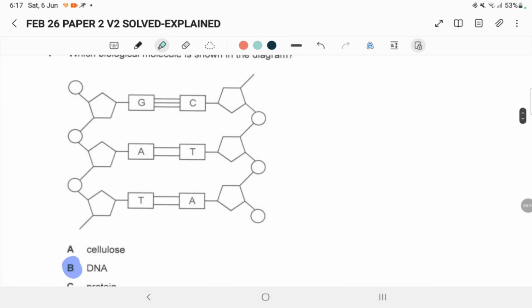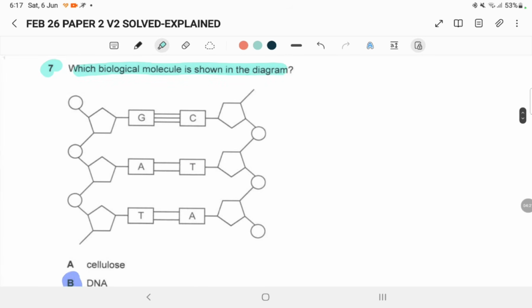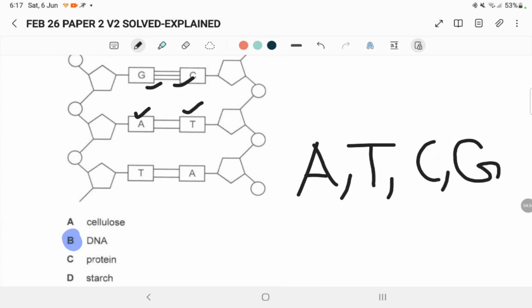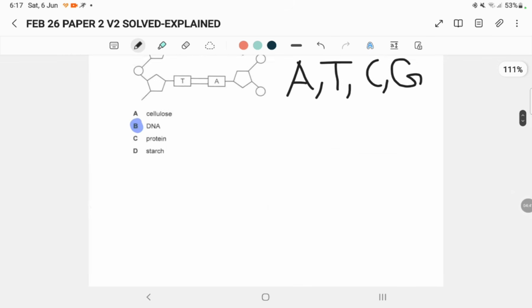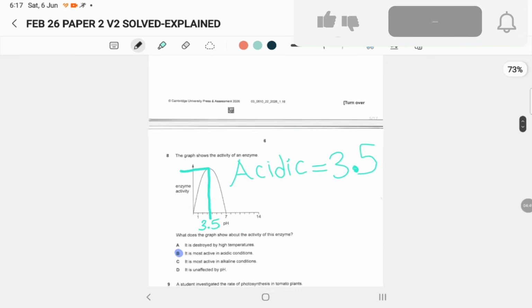Now moving on to the next question. Of course, you can read it. Question number 7. Which biological molecule is shown in the diagram? Basically, this is DNA. How did I know that it is DNA? It has adenine, thymine, cytosine, and guanine, which are the bases that make up the strands of DNA, and we know that DNA is double stranded. Protein does not have amino acids here. Starch does not have glucose. So it's only DNA.